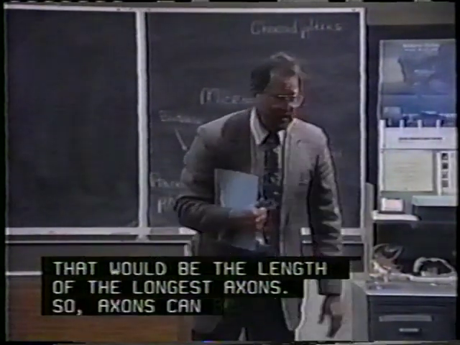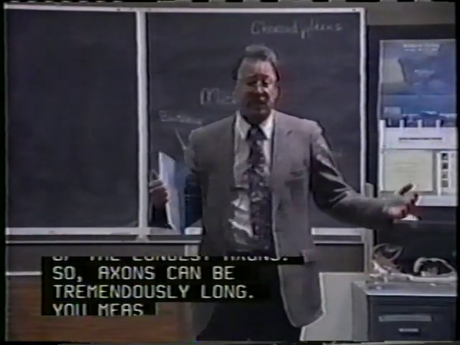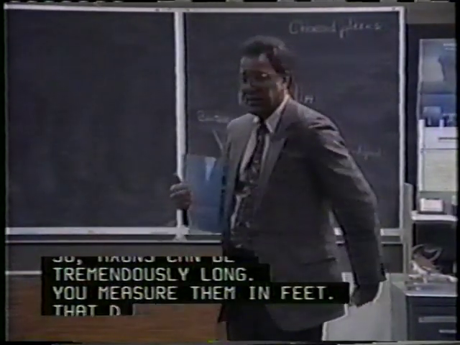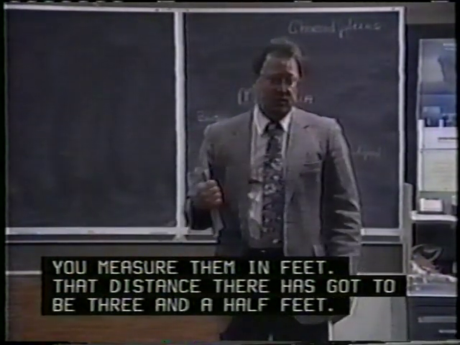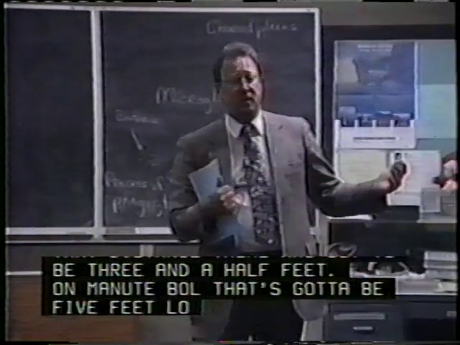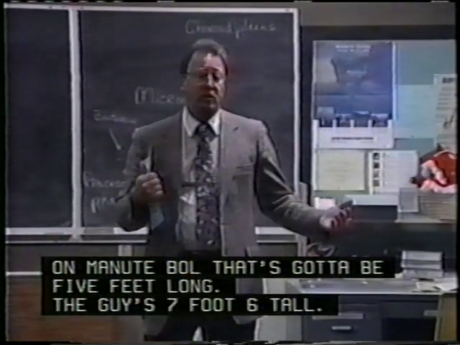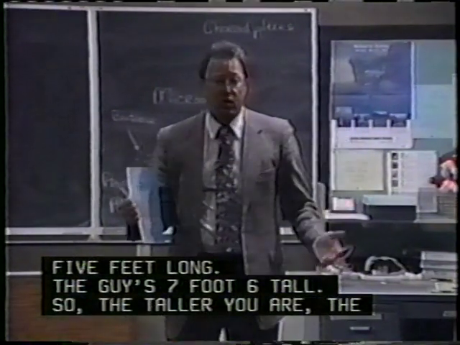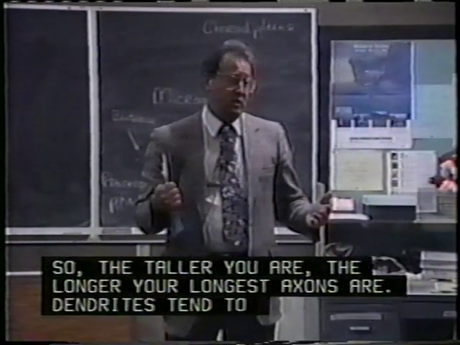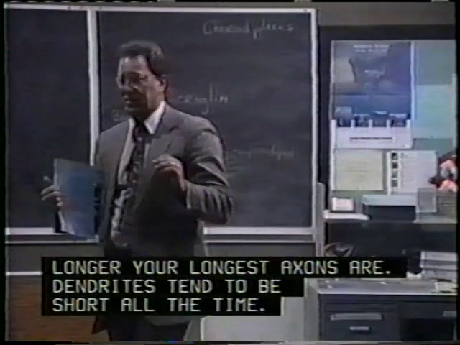That would be about the length of the longest axons. So axons can be tremendously long. Measure them in feet. I mean, that distance there has got to be 3.5 feet. On Manute Bol, that's got to be 5 feet long. Guy's 7'6" tall. So the taller you are, the longer your longest axons are. Dendrites tend to be short all the time.